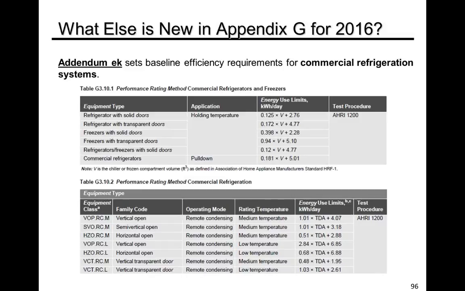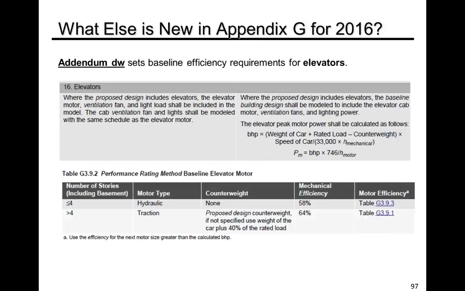Addendum EK sets baseline efficiency requirements for commercial refrigeration systems. So there's a couple of new tables in here for commercial refrigeration systems. It gives you the type of refrigeration systems, and it also gives you the energy use in kilowatt hours per day that each of these systems can use. So by having this for the baseline, it allows you to get credit for putting a better refrigeration system in your proposed building. Previous to this addendum, that was not available.